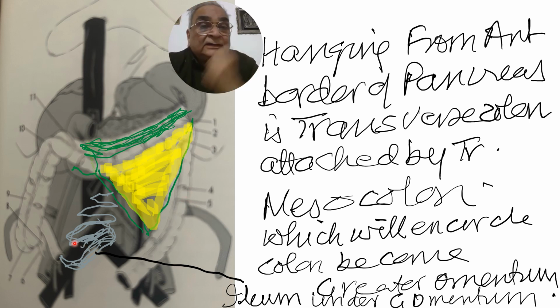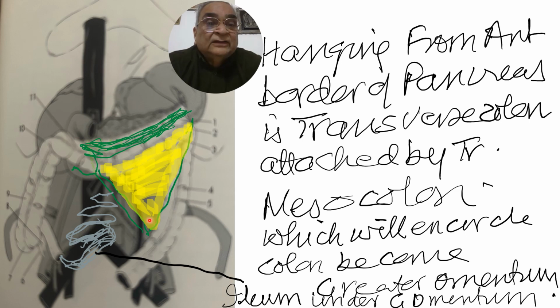Now we place the colon, the ascending, the transverse, and the descending, and you find that the transverse part of the colon is hanging by the transverse mesocolon from the anterior border of the pancreas. Now this transverse mesocolon has got two layers. It encloses the transverse colon and becomes the greater omentum. The greater omentum turns on itself and then is attached to the greater curvature of the stomach.